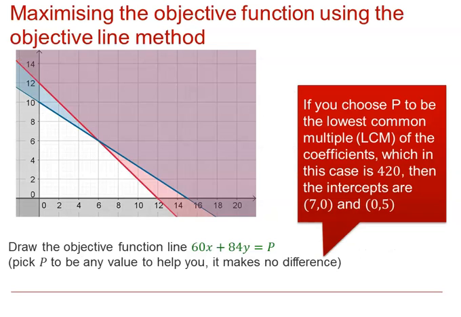To do this, we need to draw the objective function line. For example, 60x + 84y = P. Now, to draw the line, we can pick P to be any value that's helpful. It makes no difference. The objective line is shown here in green.